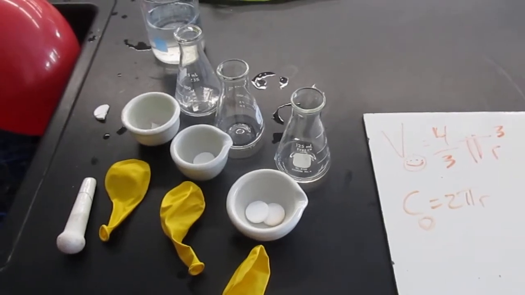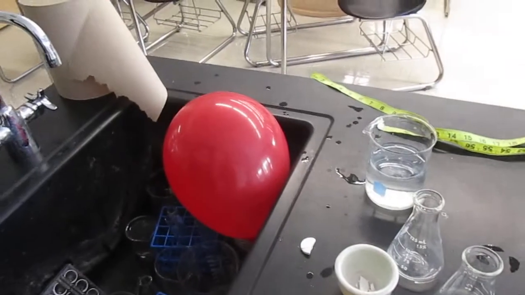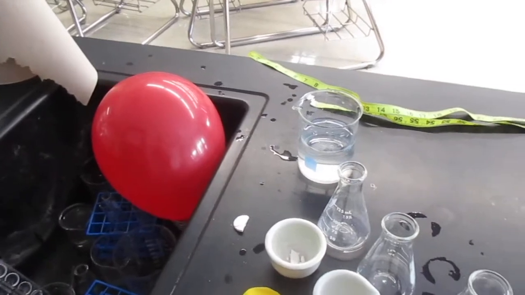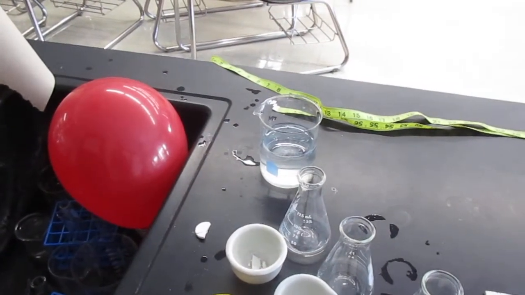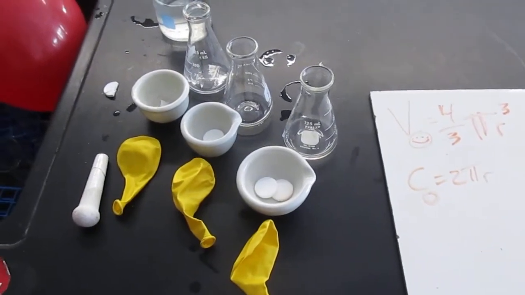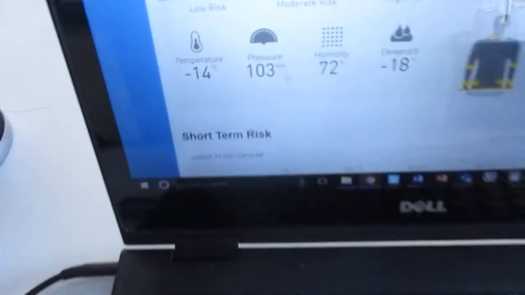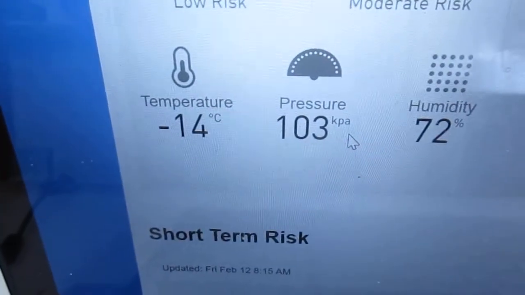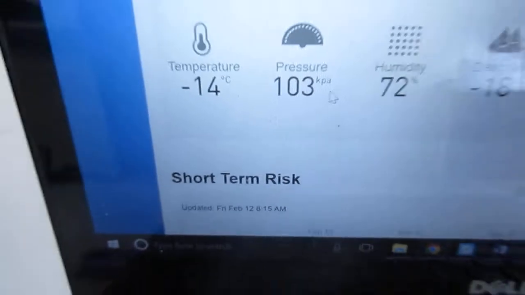One of the things that we'll do at the end of the lab is, right now I have a balloon at room temperature here, and I have a balloon actually outside at this moment. To put in perspective, currently outside I am seeing that the temperature is negative 14 degrees Celsius, which again I can convert to Fahrenheit for everybody.